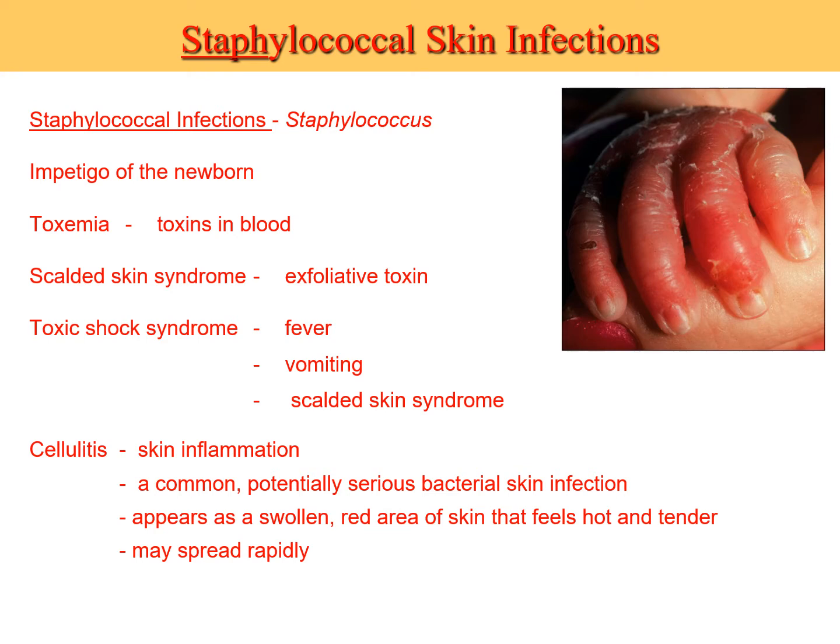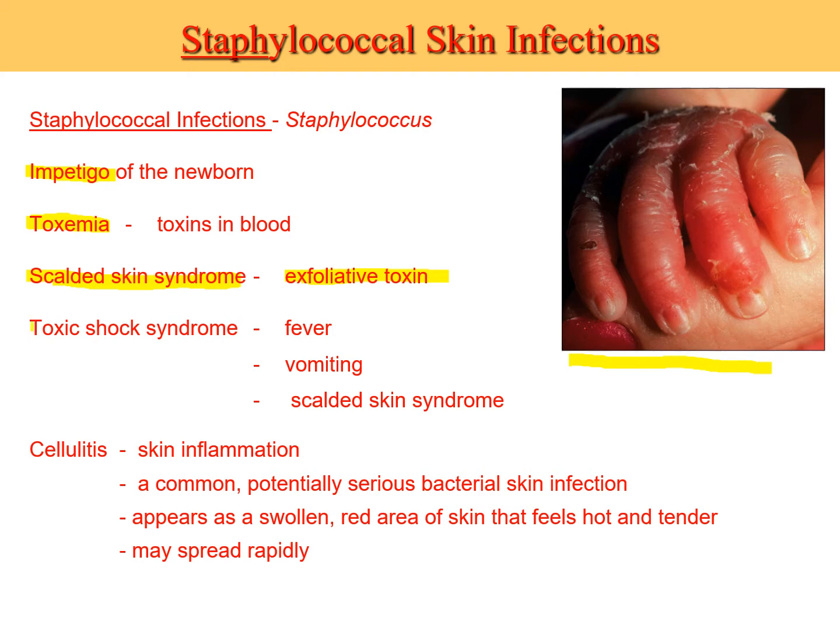Now, staphylococcal skin infections can have multiple kinds of progression or different kinds of presentation. In a newborn, you can get impetigo, which is a crusty infection on the skin. It can get into the blood, so you can get toxemia due to staphylococcal infections. Sometimes because of the exfoliative toxin, you get scalded skin syndrome. It looks like a burn and the skin is peeling, and that's what's shown here, red and peeling.